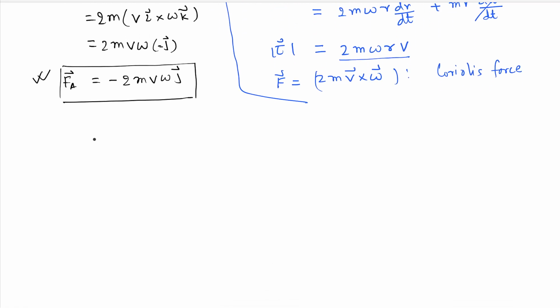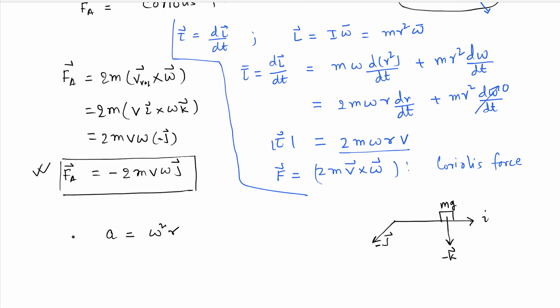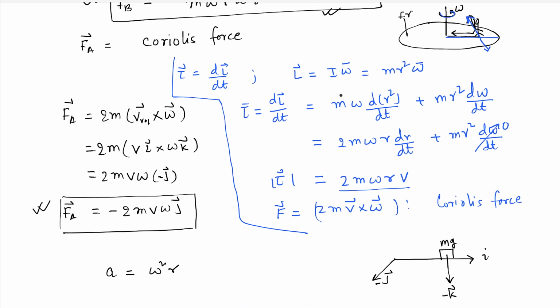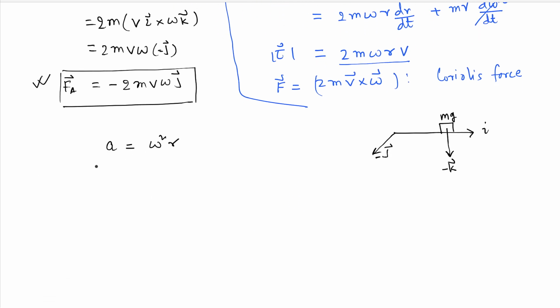Now how do we compute it? We know that the centrifugal force is acting in the i direction and the Coriolis force is acting in the j direction. There is a weight for this mass, which is acting in the minus k direction, right? So this much is now known. So what is the acceleration here in the i direction? The i direction acceleration is omega square r. We just computed it right here. F equal to m omega square r, so a is omega square r.